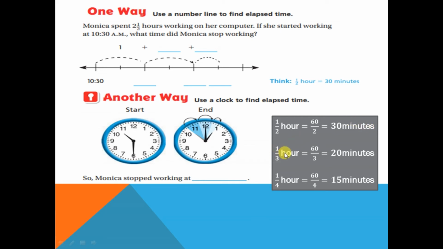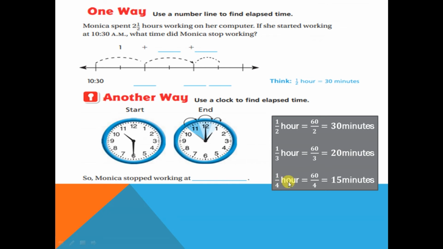Third of an hour means 60 divided by 3. Again, we put the 0 and we divide 6 by 3. It will give you 2. So if I tell you a third of an hour, this means 20 minutes.